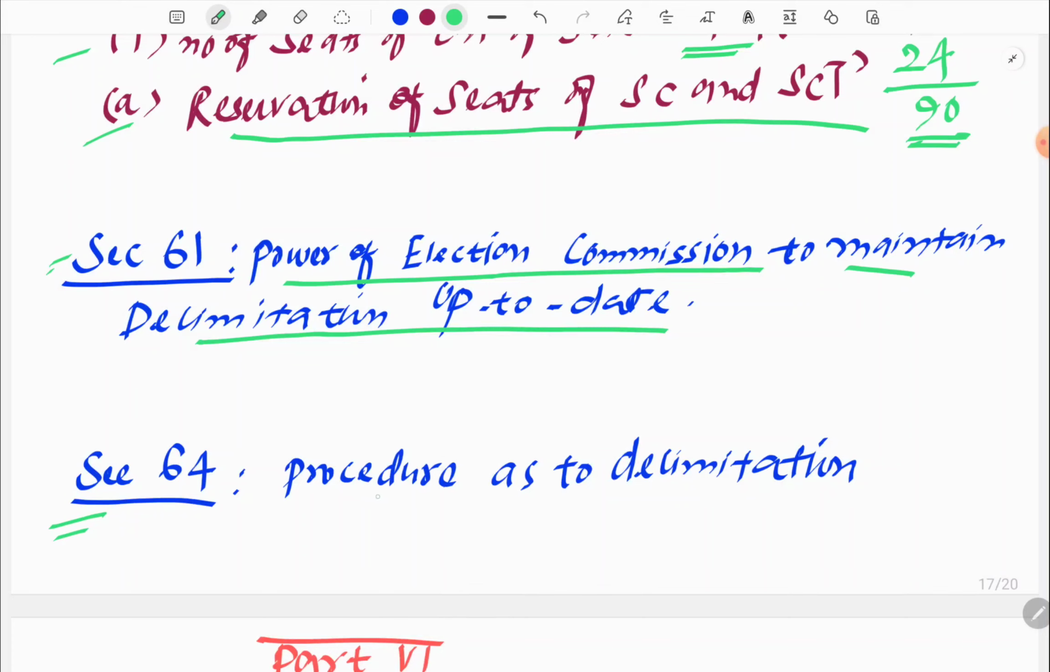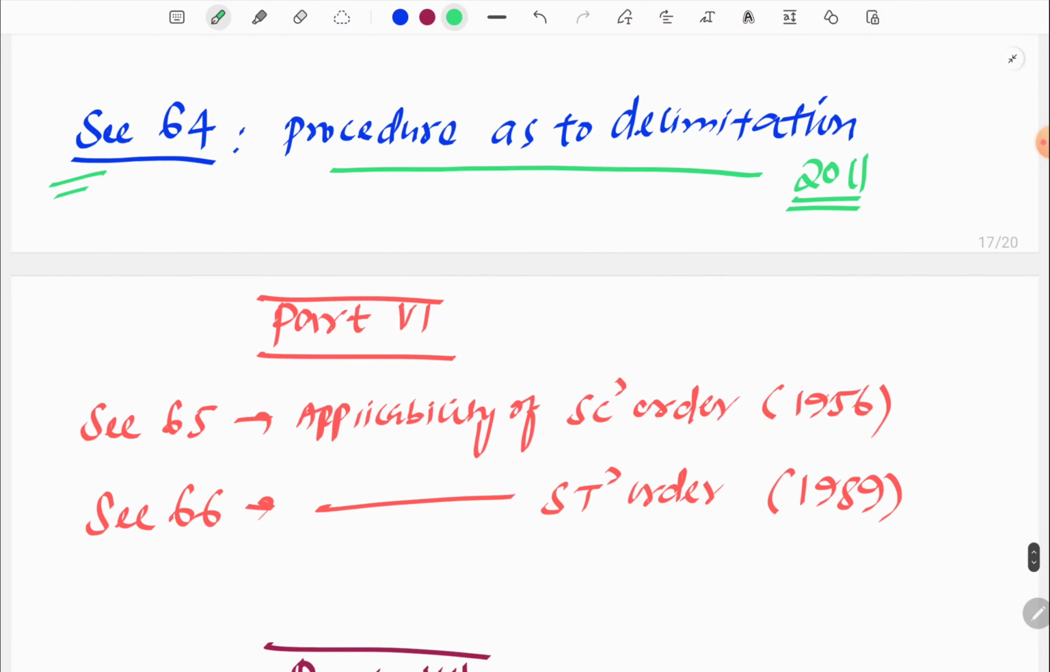Section 64 is simply the procedure as to delimitation: how delimitation is done, which body is responsible, and how it is done on the basis of the census. Definitely it will be done on the 2011 census, that is the most recent census we have, because the census that was supposed to be conducted in 2021 was not conducted due to COVID. So this was part fifth.